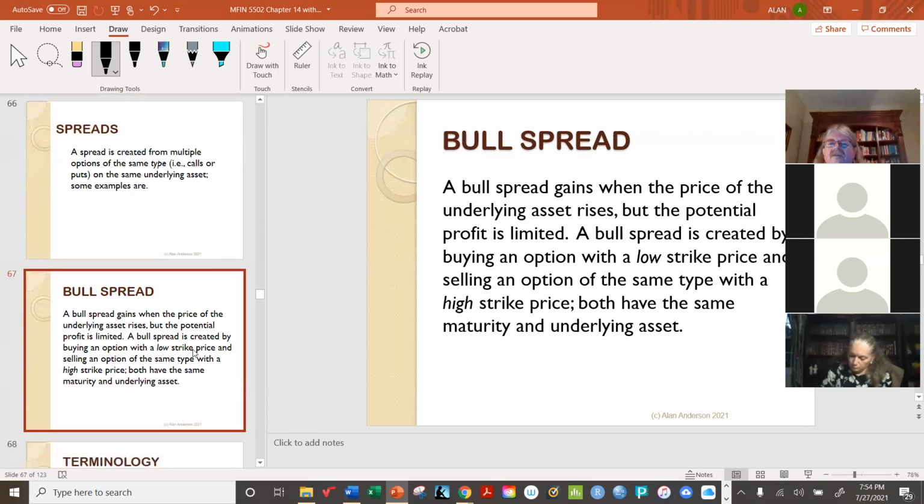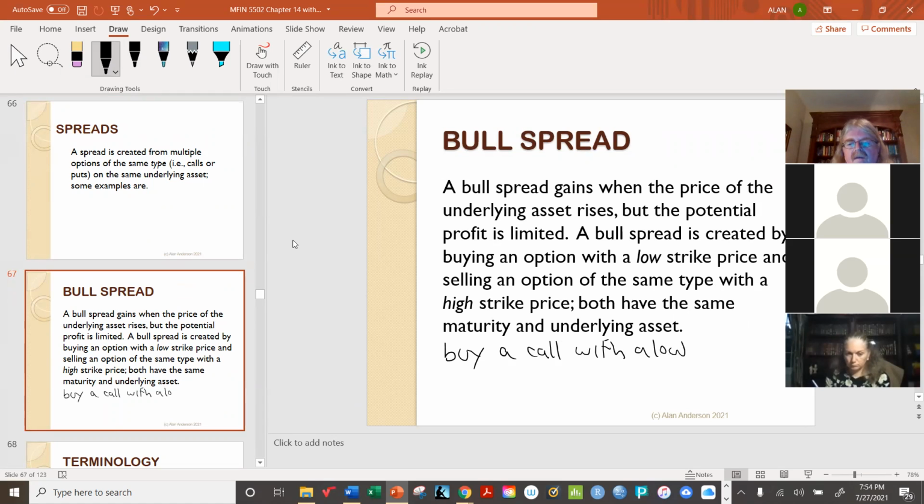So we'll start with the case of the bull spread. Now, everybody knows that when things are going well in the markets, everybody is bullish. Bullish means optimistic. So the strategy in a nutshell, it doesn't matter. In my example, we'll have calls, but we could just as easily have done this with puts. So you basically buy a call with a low strike and sell a call with a high strike.